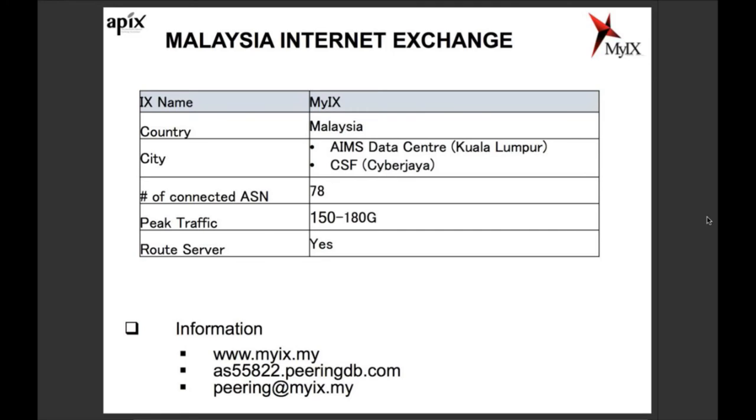We have two presences in Kuala Lumpur, AIMS data center, and the other one in Cyberjaya. Both of the nodes are connected via a 100 gig backbone. The number of connected ASNs is about 78, and our traffic profile is balanced. Our peak traffic is about 200 gig, and we do have a route server. We also have peers from various countries in the region.